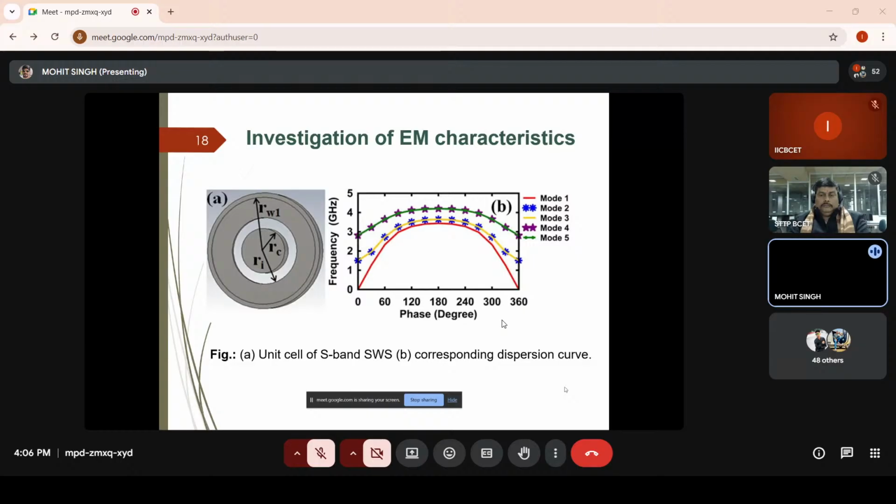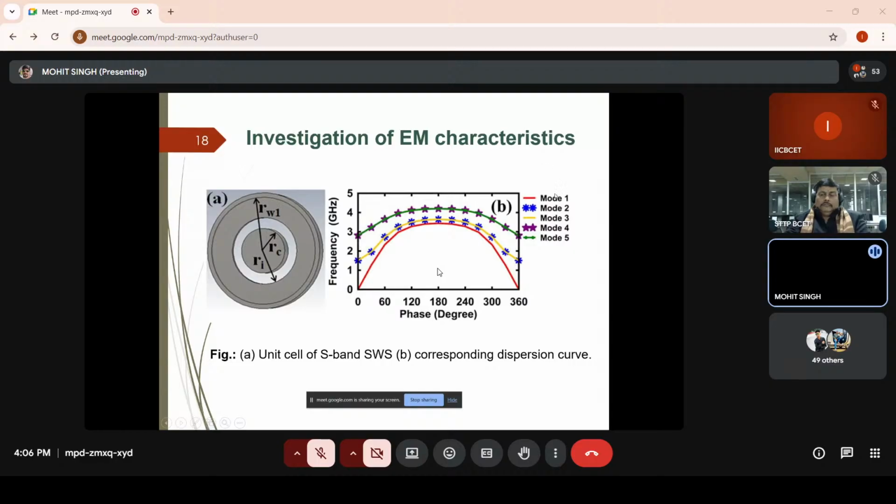Okay, meaning at which frequency it will operate, what will be the axial electric field, what will be the radial electric field, all the properties we will be able to calculate. After the simulation of this unit cell, for n number of modes, we got this one. We have finalized the lower mode as the mode of operation.